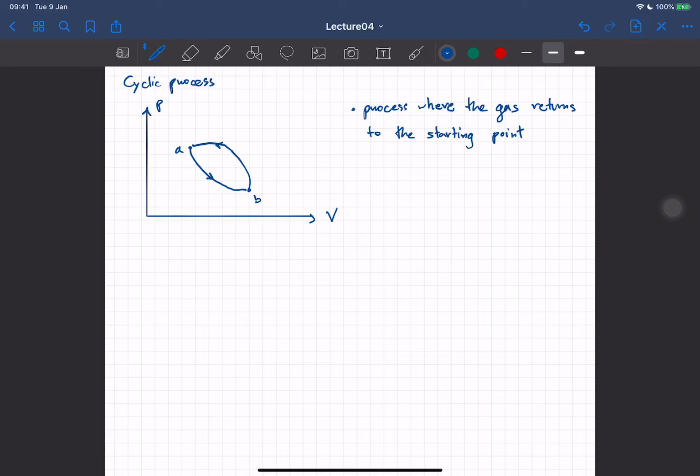And you can use the work that you extract from the gas to do whatever you want, to run the car, to produce electricity, to do whatever you want. Okay, so you want to be able to repeat that many times so that if you need more energy, more work from the system, you just run it longer.